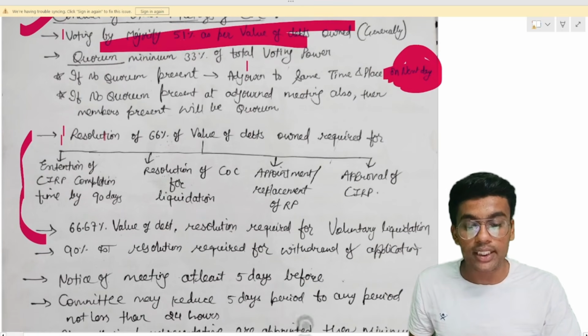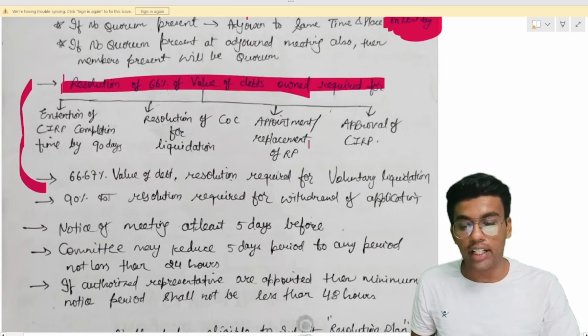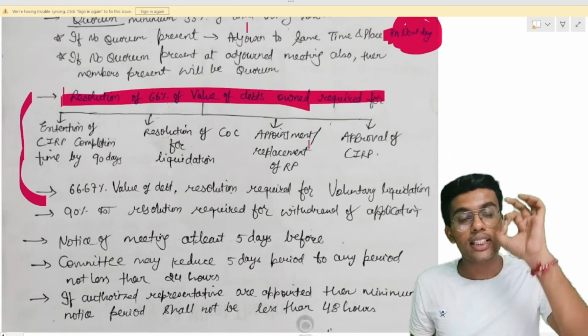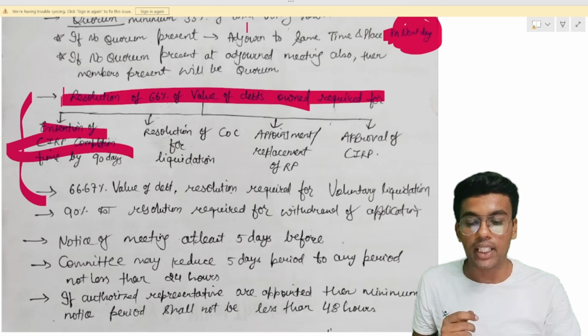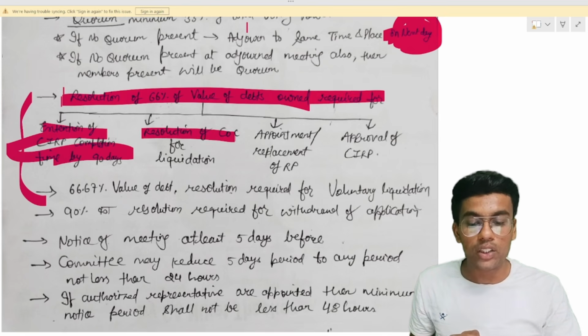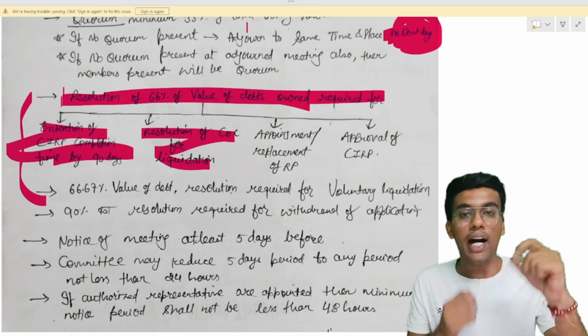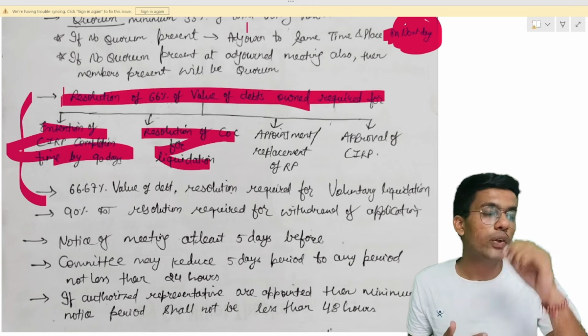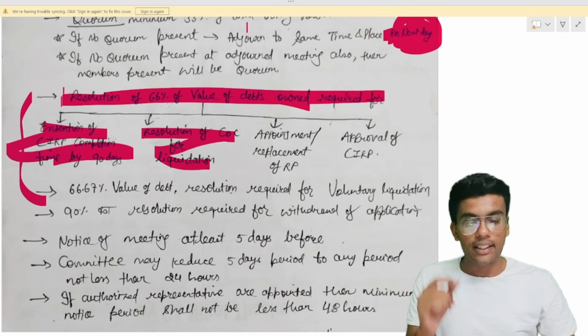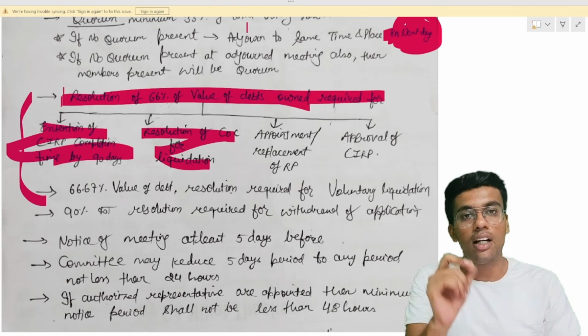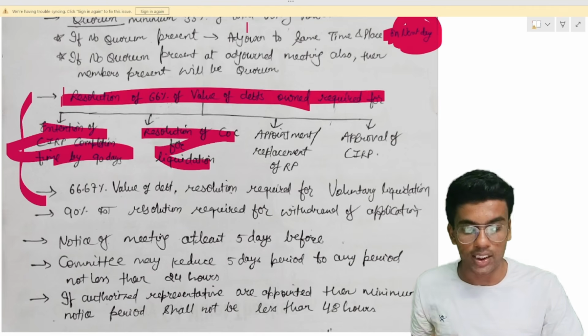Now, a resolution of 66% of the value of debt owed is required for extending the CIRP timeline by 90 days. Resolution of the COC for liquidation: if you are going to pass a resolution for liquidation in the committee of creditors meeting, then in such a case you have to have the consent of 66% of the debt holders.